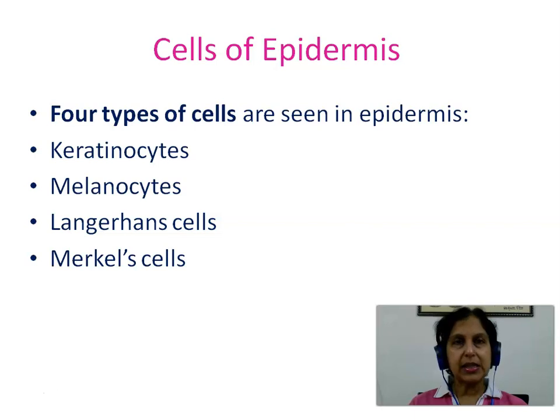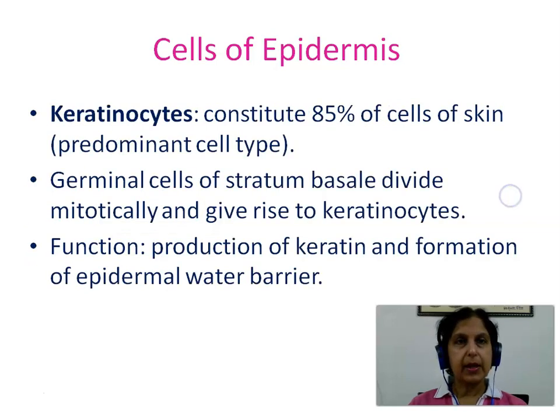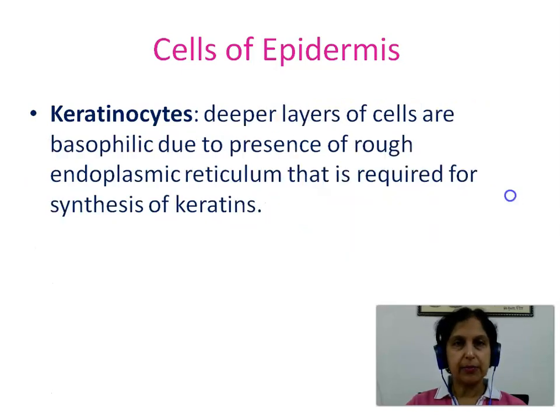So let us first see the cells of epidermis. There are four types of cells that are seen in epidermis: keratinocytes, melanocytes, Langerhans cells and Merkel cells. Keratinocytes constitute 85% of cells of skin. They are the predominant cell type. Germinal cells of stratum basale divide mitotically and give rise to keratinocytes. Their function is production of keratin and formation of the epidermal water barrier.